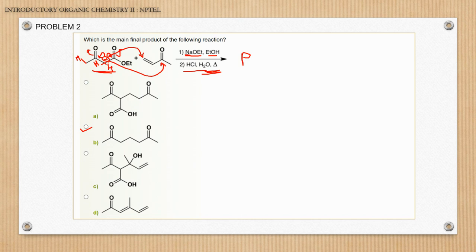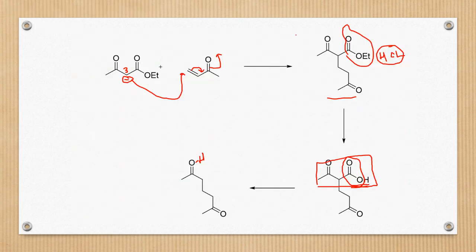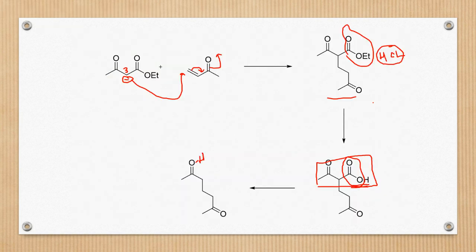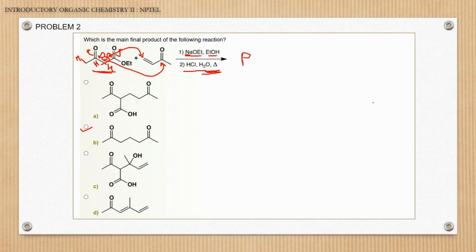So after the Michael addition, the second step is the hydrolysis of the ester group and the decarboxylation to give you the product. So is it clear to all of you how this reaction is going on in both the steps?